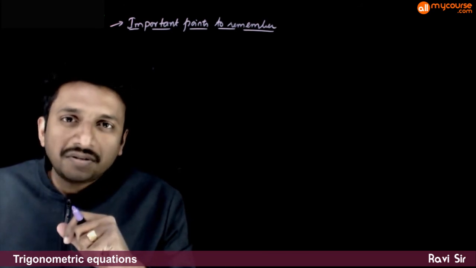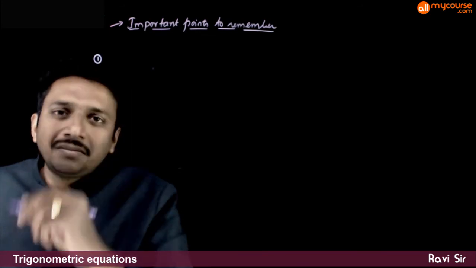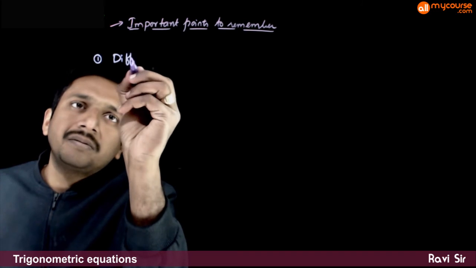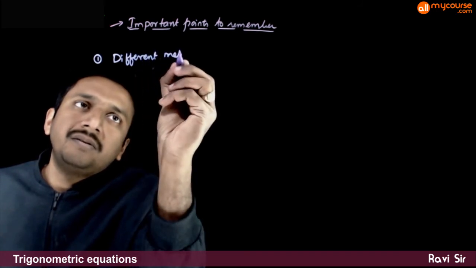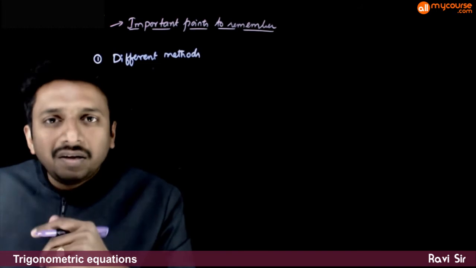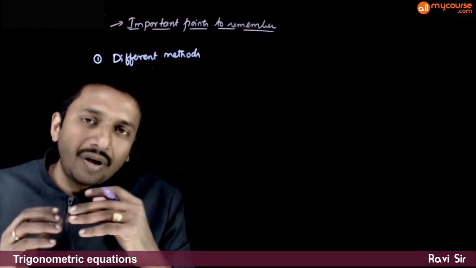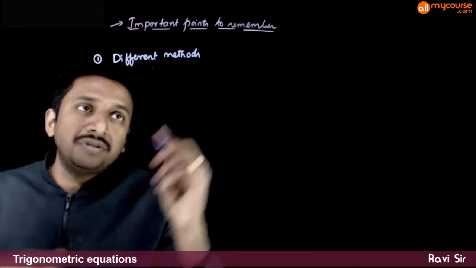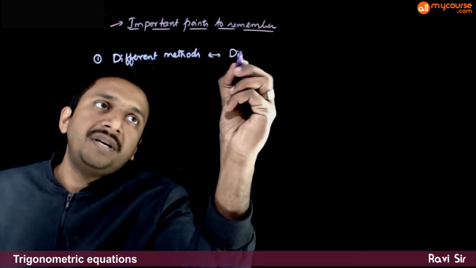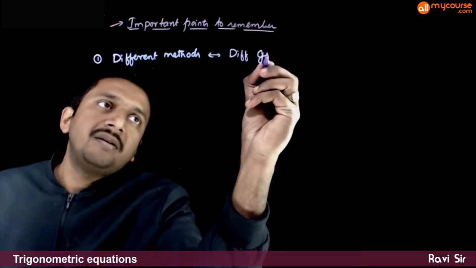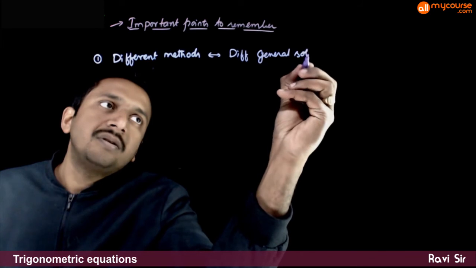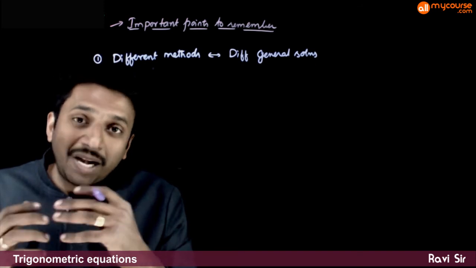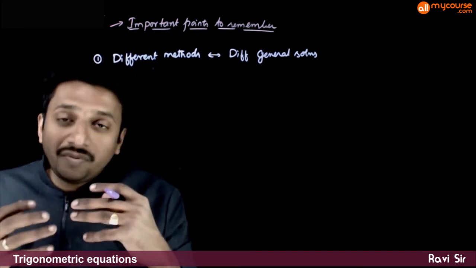So in this video, let us look at some important points to remember while you're solving trigonometric equations. The first point is that a trigonometric equation can be solved in different methods. So there is no single way to solve a trigonometric equation. It can be solved in different methods, and in different methods you might get different forms of general solutions. So the answers that you obtain and your friend obtains might look different. There's no problem, both of them might be right.